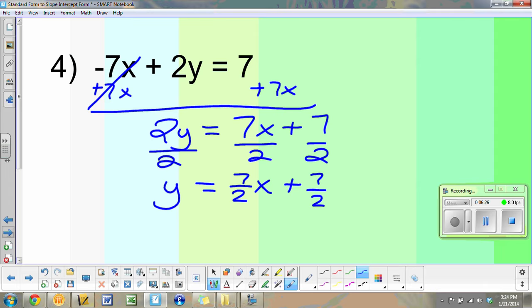I could divide it and get an improper fraction, or I could divide it and get a mixed number or decimal, but I really don't want to mess with decimals or mixed numbers in an equation. I'm perfectly fine with it being improper. So if I wanted to find my slope, then it would be 7 halves, and my intercept would also be 7 halves.